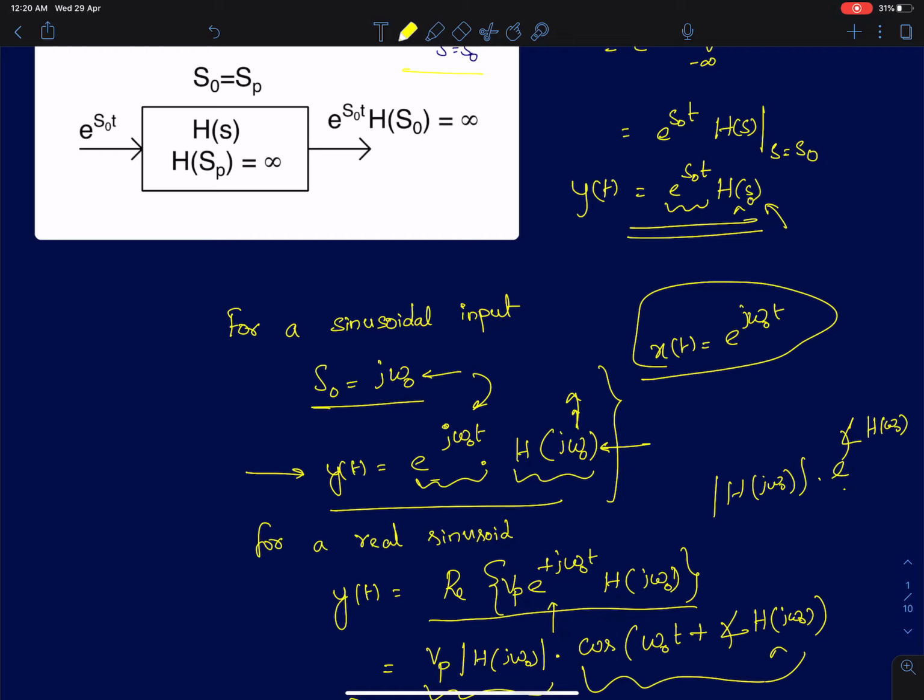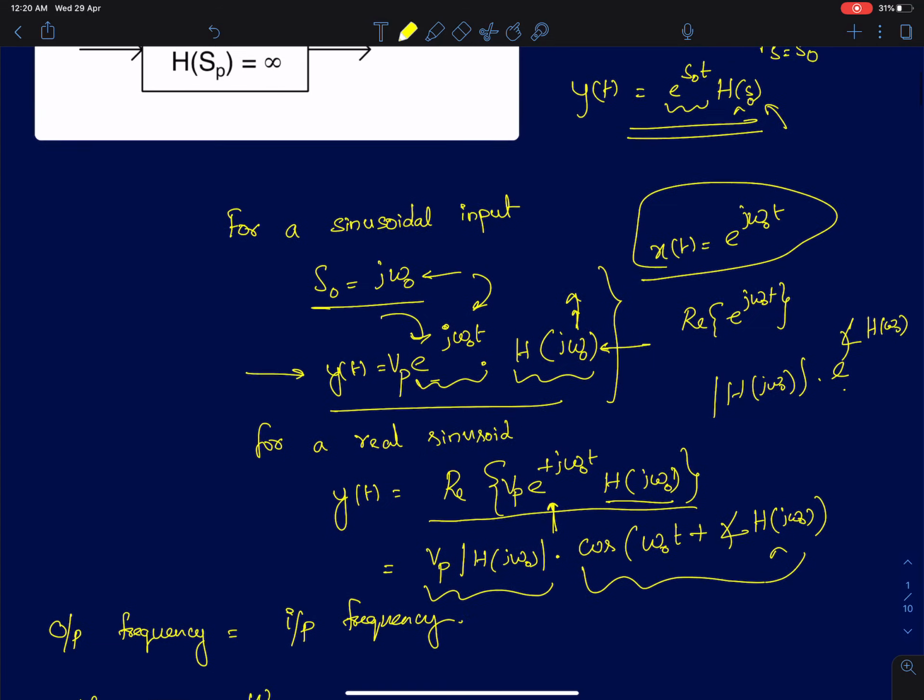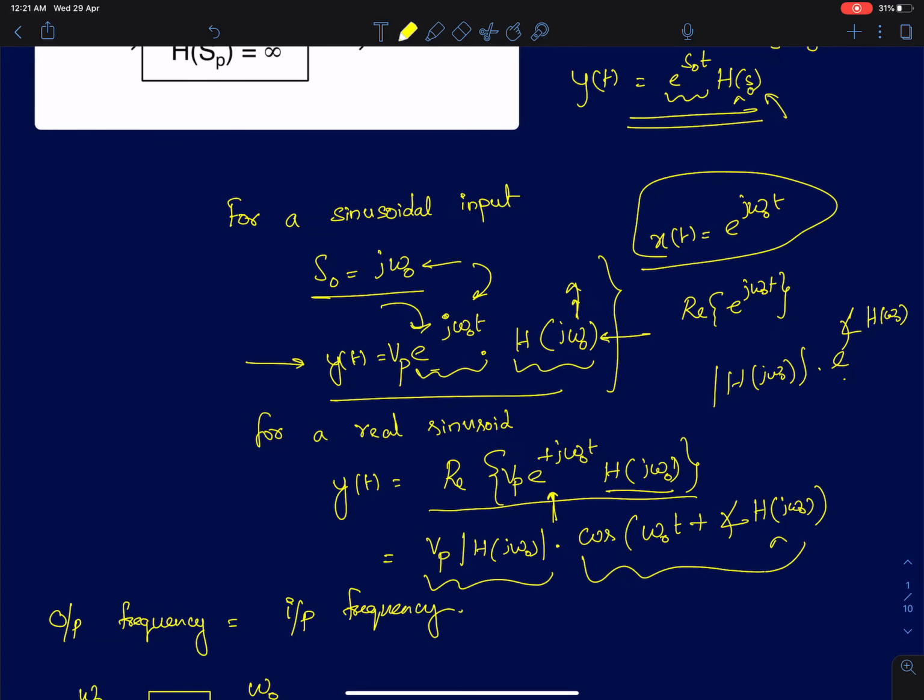If I take the real part of e^(jω₀t), I'll get cos, which is a real sinusoid. So for a real sinusoid, I can just take the real part of this expression. I'll assume that the amplitude of the sine wave is Vp. So you'll get the real part of Vp e^(jω₀t) times H(jω₀). H(jω₀) is nothing but a complex number, so it will have a magnitude and a phase component. It can be written in polar form this way.